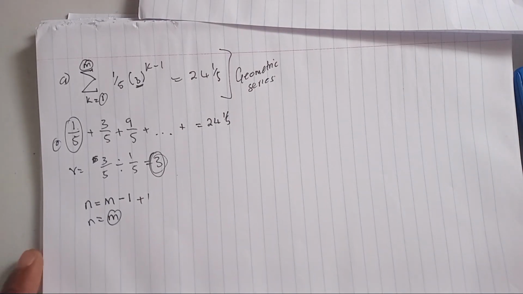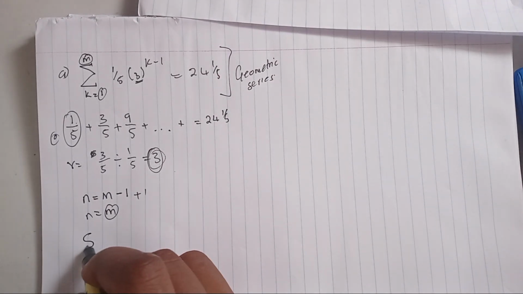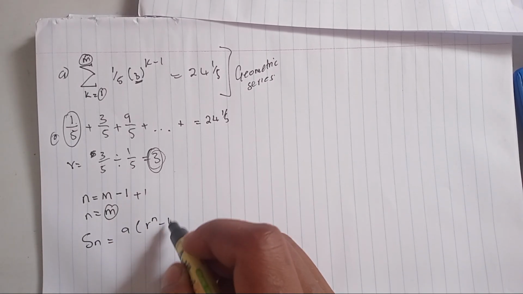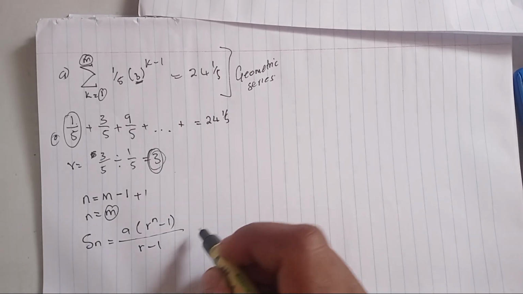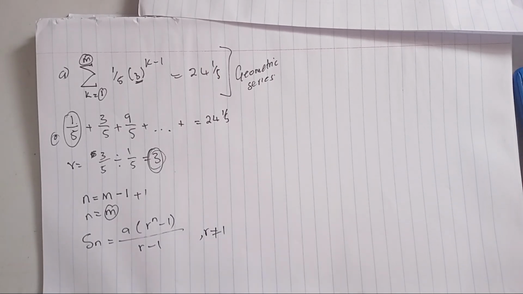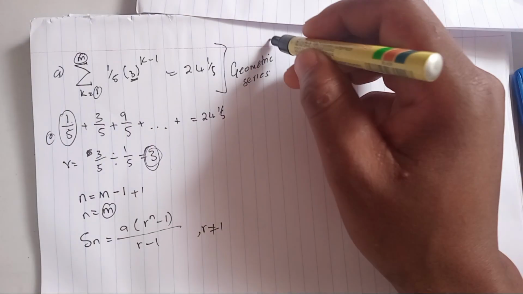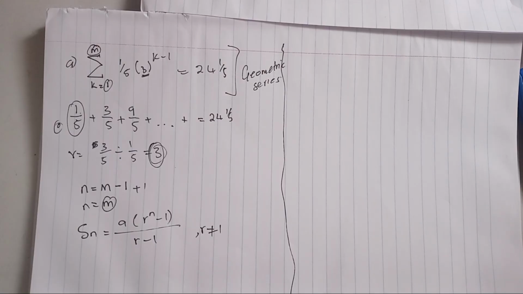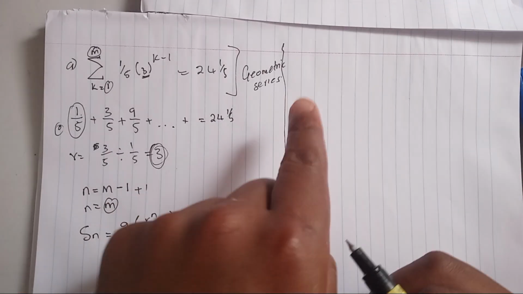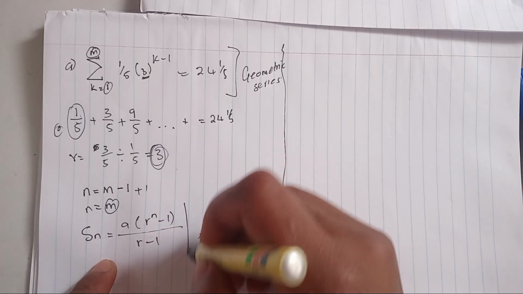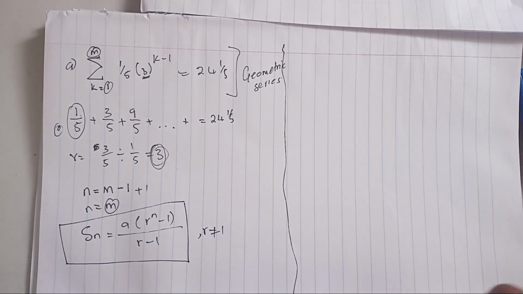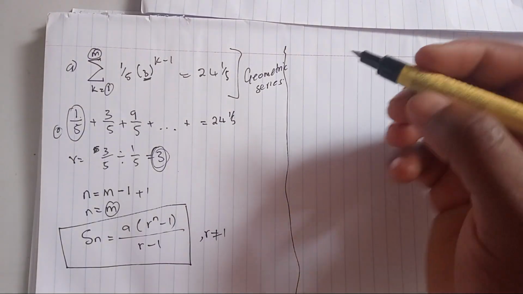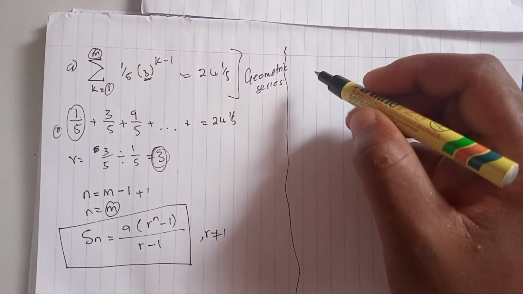Now, we know that for the geometric series, in most cases I use this formula, with r minus 1 in the denominator, whereby r should not be equivalent to 1. So we are going to be using this formula because this series is a geometric series, and this is the formula we use for the sum of a geometric series. So now we continue with the problem.